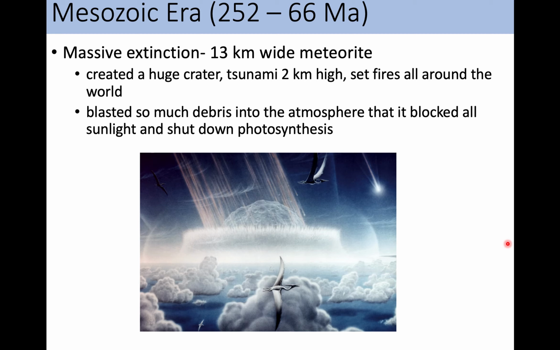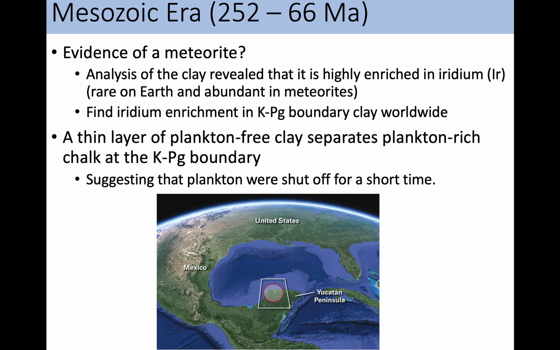It also set almost everything on Earth on fire. The impact was so strong that there was so much debris and sediment and dirt and rock blasted into our atmosphere that it blocked all of the sunlight coming to Earth. So the sky actually turned dark because this meteorite impact blasted so much debris up into our atmosphere. So this actually shut off photosynthesis on Earth for some time.